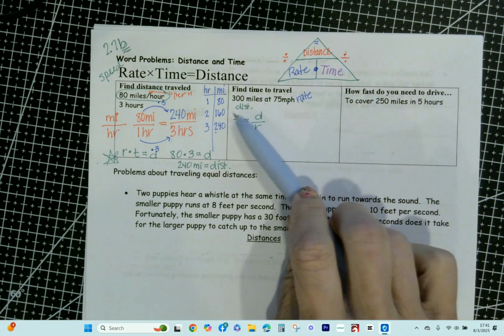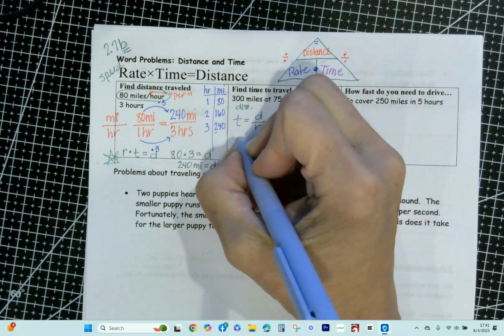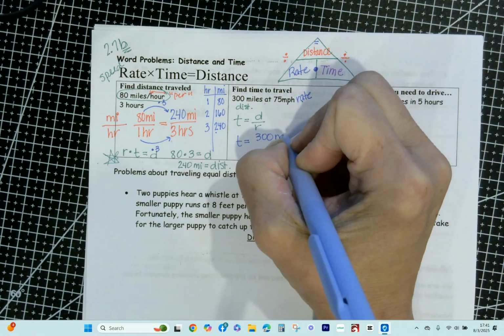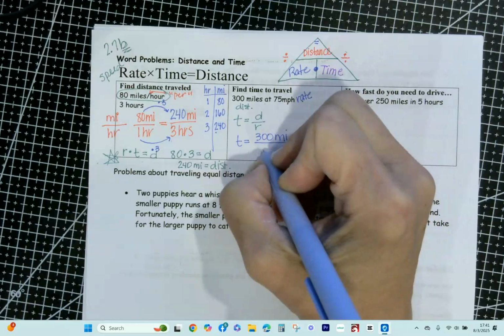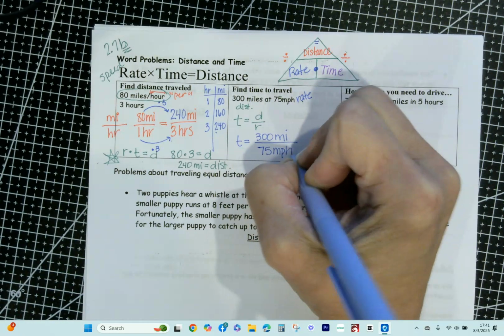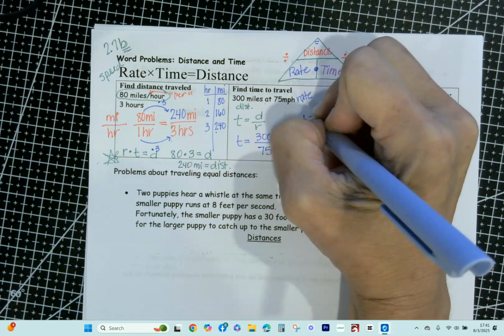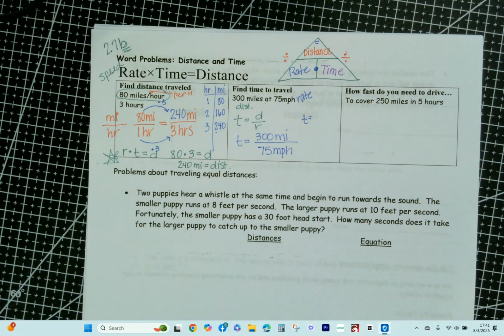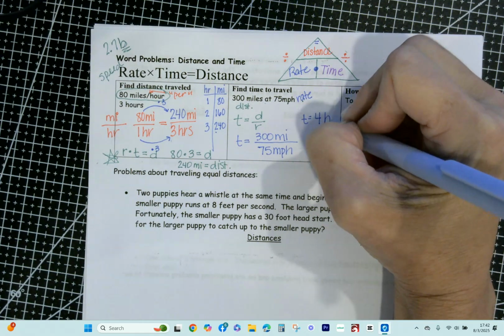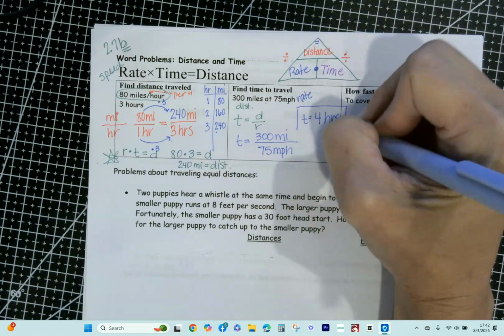And I'm using the triangle to help me this time. So time equals 300 miles, and we are going at a rate of 75 miles per hour. So my time, I'm just going to divide 300 by 75. Okay, and we will get 4. And so this will be 4 hours because we're talking about time.